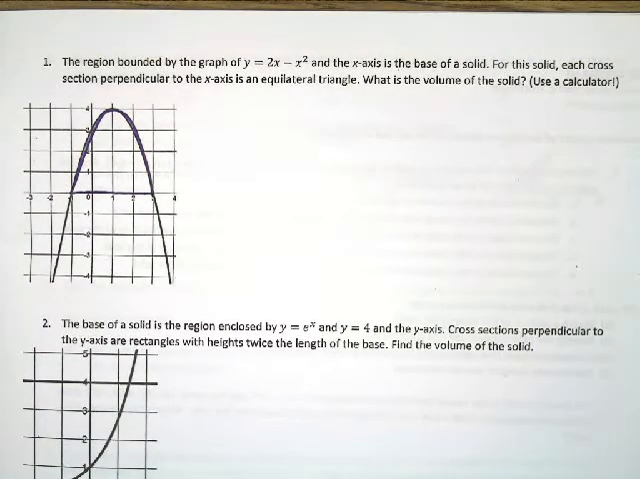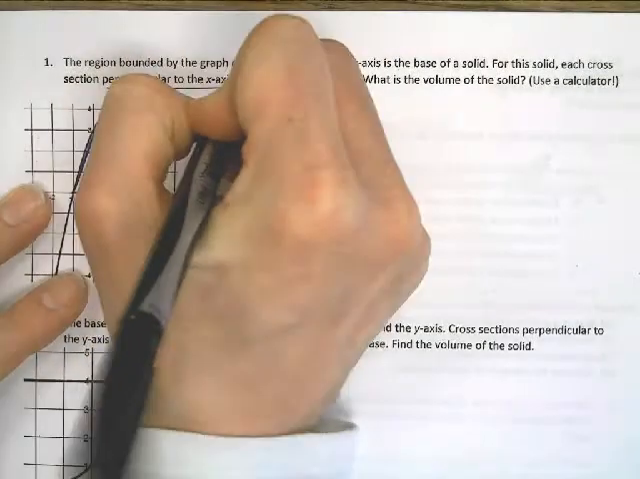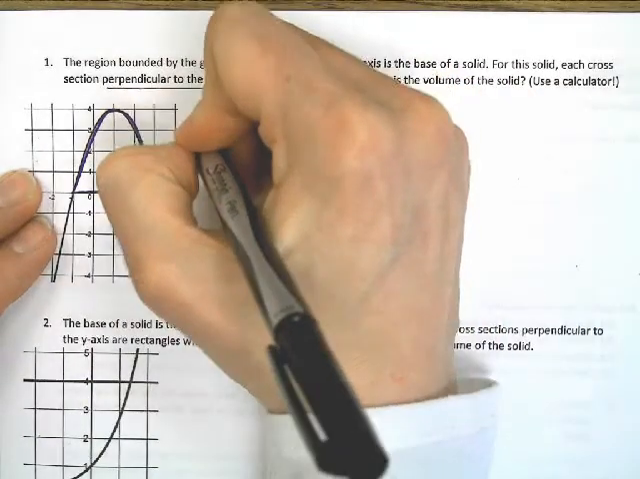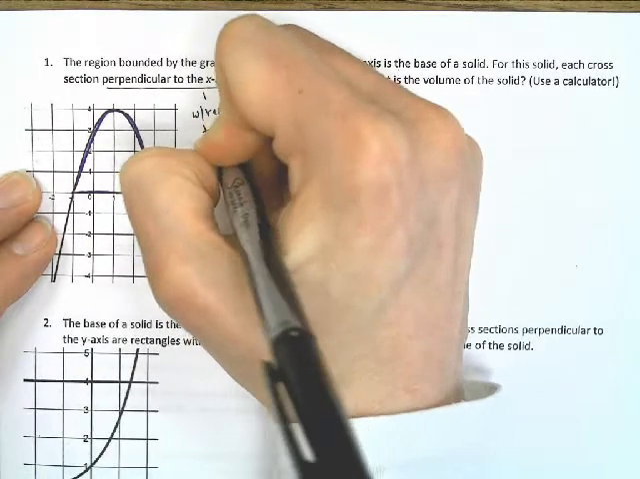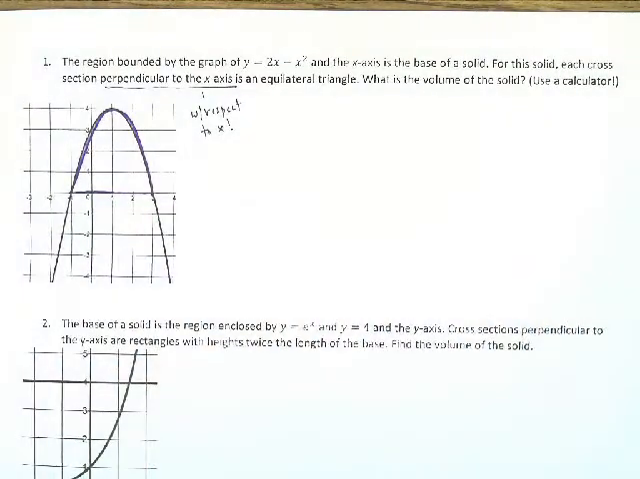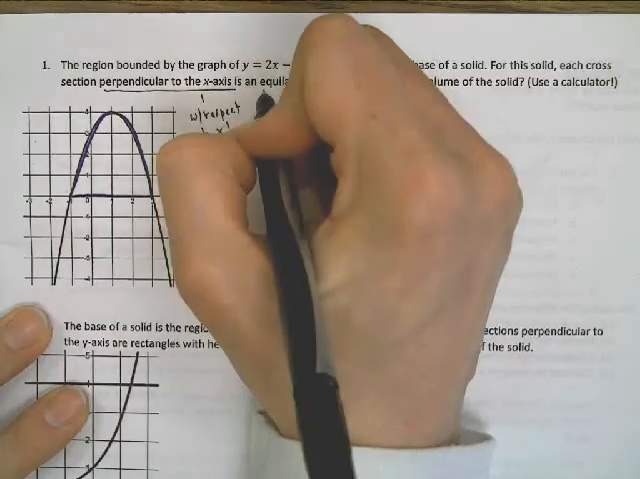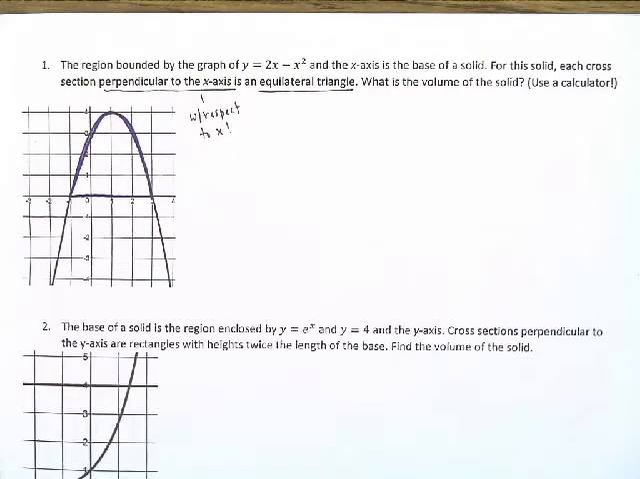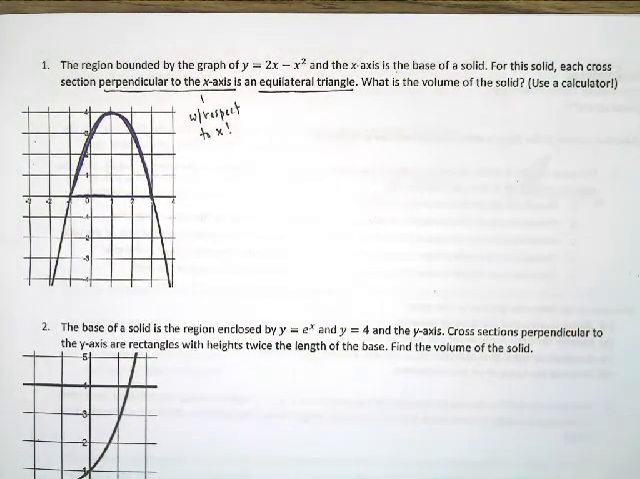Now, there's a couple things I'm looking out for. It says for this solid, each cross-section perpendicular to the x-axis. Okay, so I know I'm going with respect to x, right? Since I'm perpendicular to the x-axis, so I better be working all in x's. And now it says each cross-section is an equilateral triangle. So that's telling me what area formula I'm going to be dealing with. And it's asking us what is the volume of the solid, and we're going to go ahead and use our calculator for this.